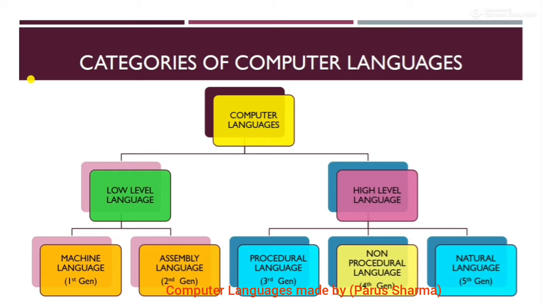In high-level language, there is procedural language, non-procedural language, and natural language. Procedural language is a third generation language which uses commands to operate the task. Non-procedural language is a fourth generation language which uses our English language to write programs and to operate the task. Natural language is a fifth generation language, a voice recognition language which reads our voice and responds to it. It responds to human language.